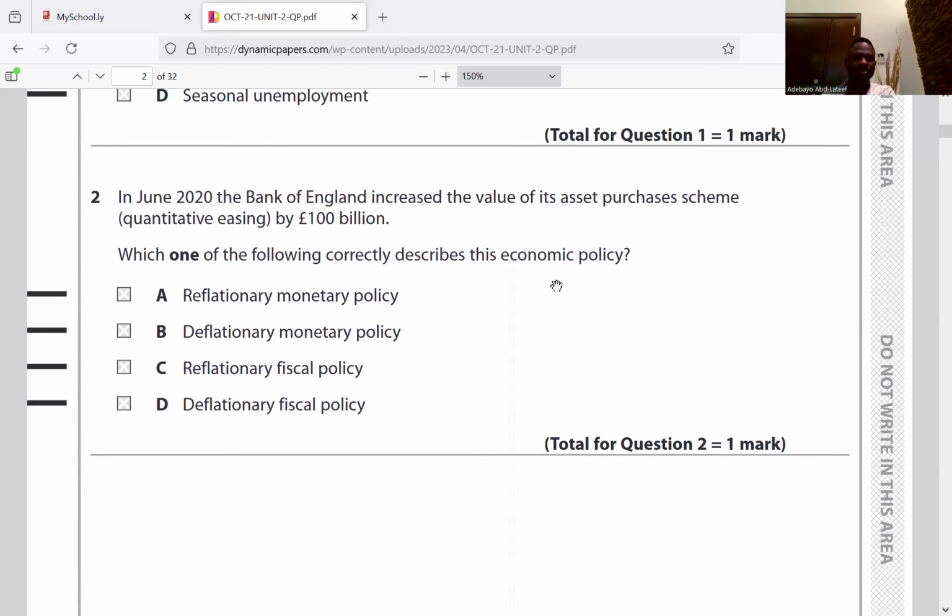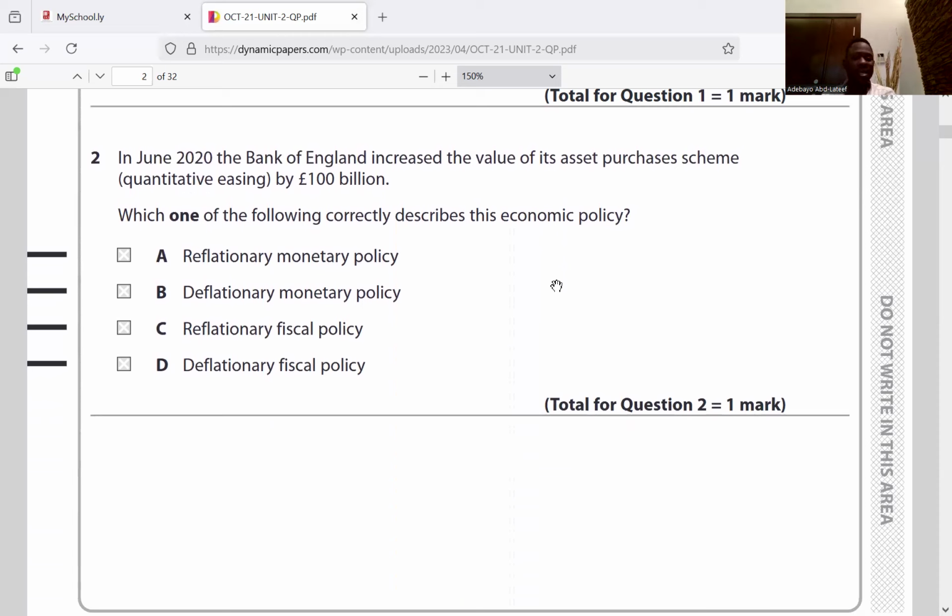Question 2. In June 2020, the Bank of England increased the value of its asset purchase scheme, that's quantitative easing, by £100 billion. Which one of the following correctly describes this economic policy? This is an instrument of monetary policy. So C and D are already out because they are fiscal policy. Fiscal policy is the use of taxes, government spending, or borrowing to correct market failure or to increase aggregate demand.